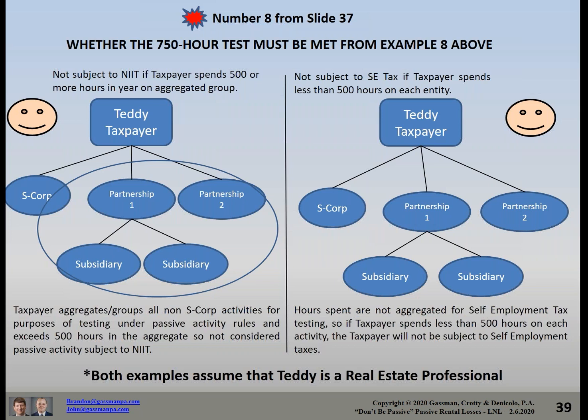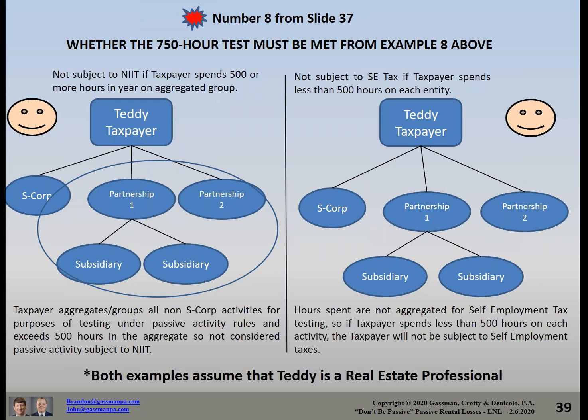And you have to be a real estate professional if this is a real estate activity, so that 750-hour test must be met. But for purposes of the self-employment tax, for purposes of the NIT tax, you can aggregate all these together, exceed the 500 hours, not be considered a passive activity. You're an active activity, so you're not subject to the net investment income tax.